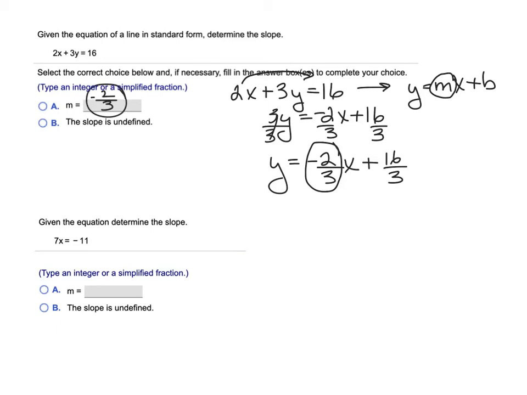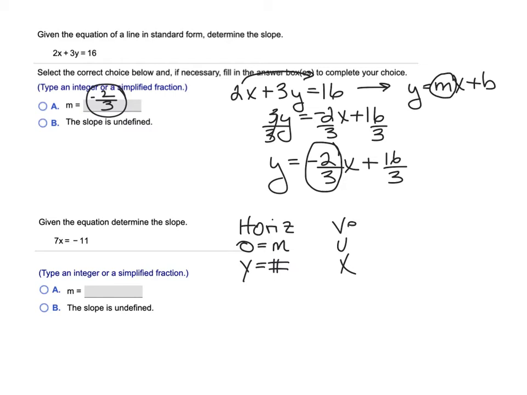All right, given the equation, determine the slope. Now, do you remember this from when we studied this? I know it's been a while, but we had a little memory peg. Do you remember HOY and VUX? Remember the HOY, this is horizontal lines. The slope is 0, and it's always in the form of y equals some number.